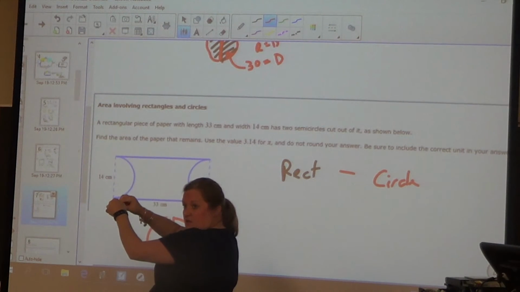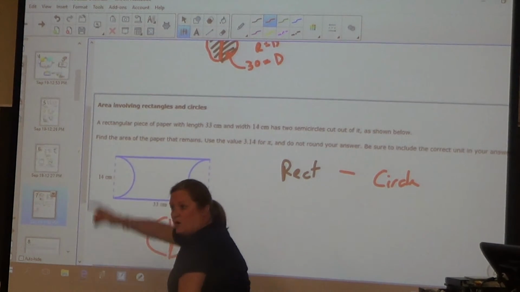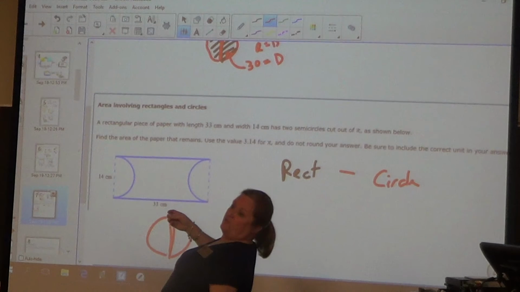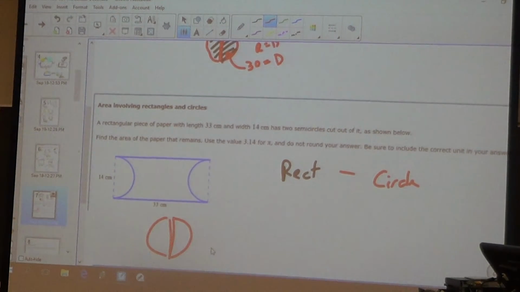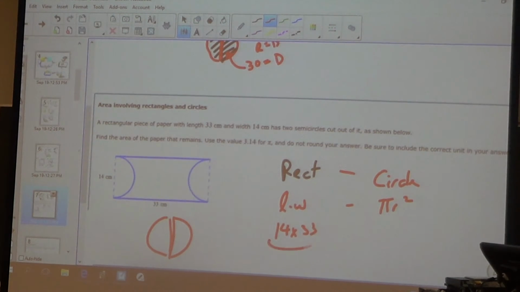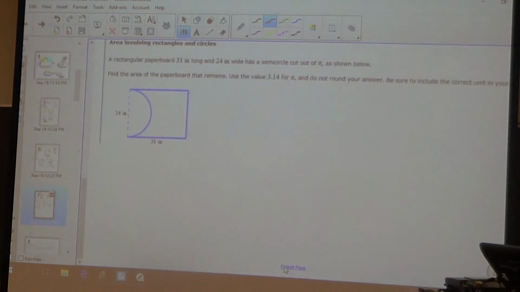Y'all with me? It's like you're sucking in. You're trying to take away pounds, where in the last problem we were poking out. We were adding pounds. So this would be length times width minus pi r squared. So what would be my length and width? 14 and 33. We get that answer, and this would be 3.14 times 7 squared.